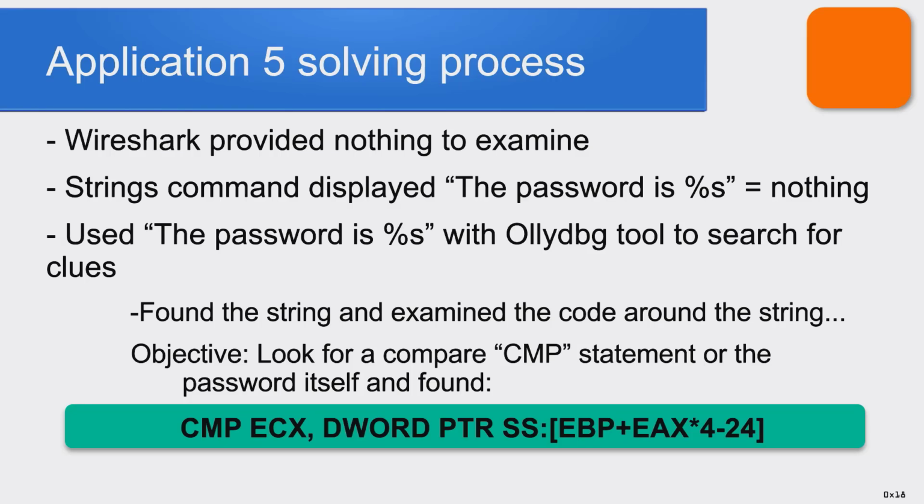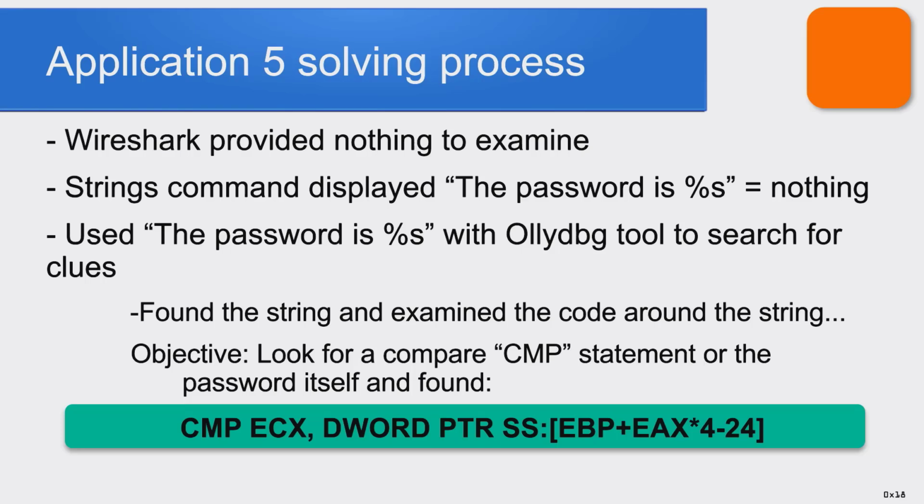Now for the solving process. Wireshark provided nothing. The strings command displayed "The password is %s," which is basically nothing. That %s is for string representation in C. But I went, well, I can use "the password" maybe to search to see if there's anything out there, like a compare statement or the actual password or something.